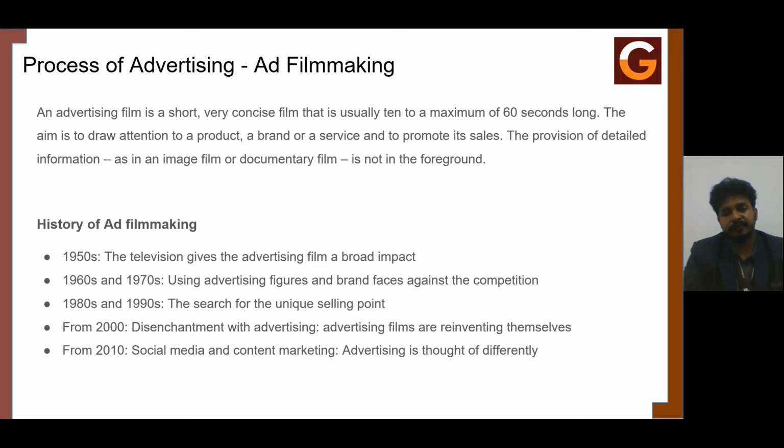Now, what is the history of ad filmmaking? We'll just go through it in general. In the 1950s, television gives the advertisement film a broad impact. The 1960s and 70s have different people using advertising figures and brand faces against other competitors. In the 1980s and 1990s, people start looking for a USP, which is even now a terminology that is used.